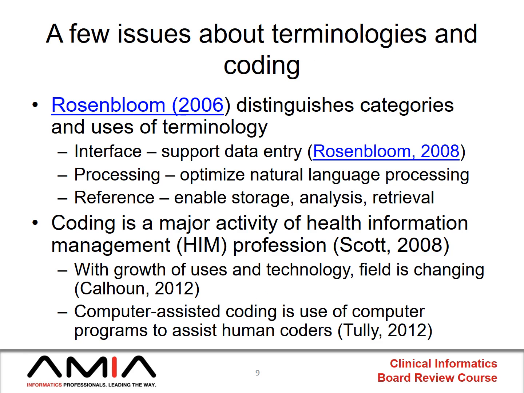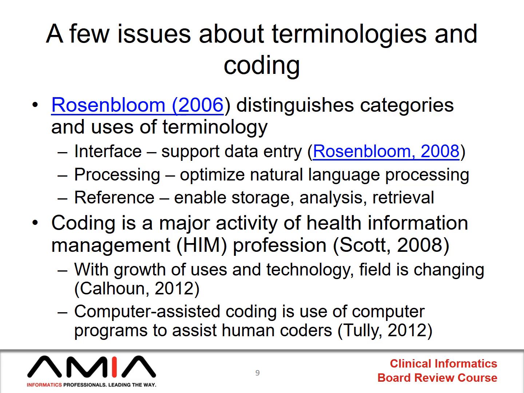Some additional issues with terminologies and coding. Rosenblum has noted that there are different categories of terminology representing different uses. There is interface terminology that helps with data entry. There is processing terminology that optimizes for tasks such as natural language processing. And then there's reference terminology that enables storage, analysis, and retrieval.